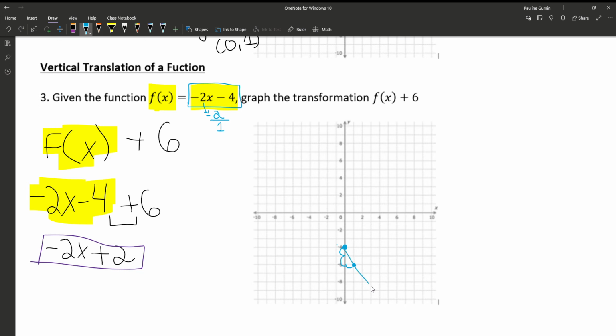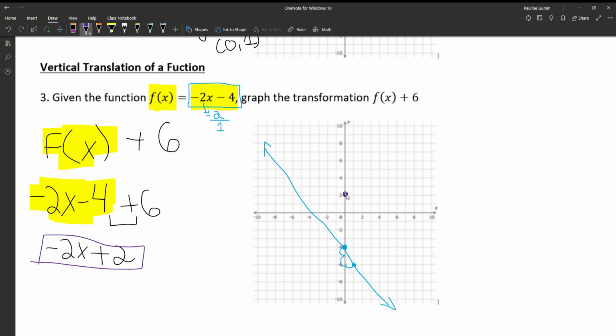Oh boy. I'm going to do it like this. That's not bad, not bad. Now let's graph the one we transformed. The one we transformed has a +2. So that is where we're going to put our first dot.